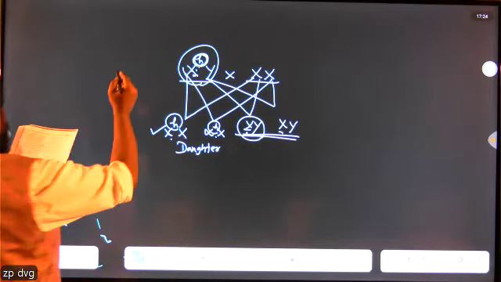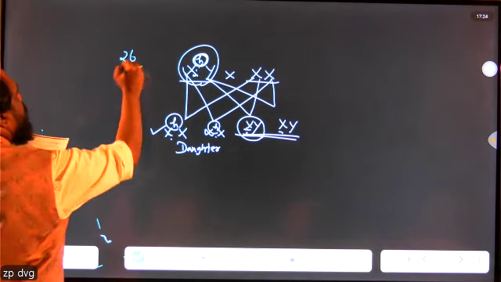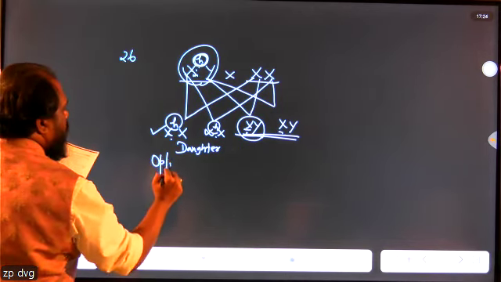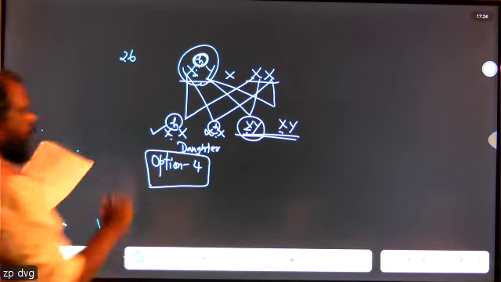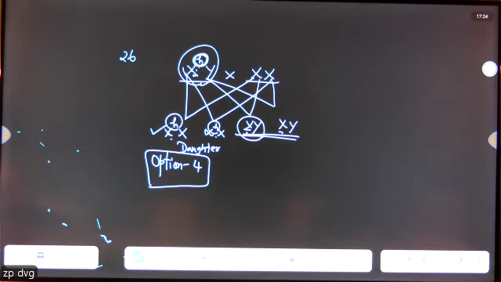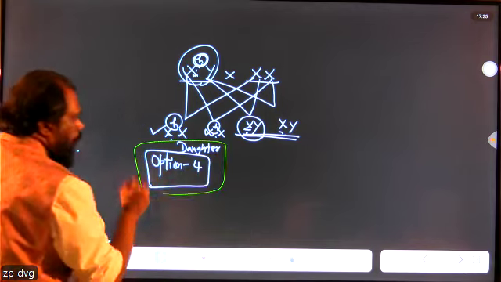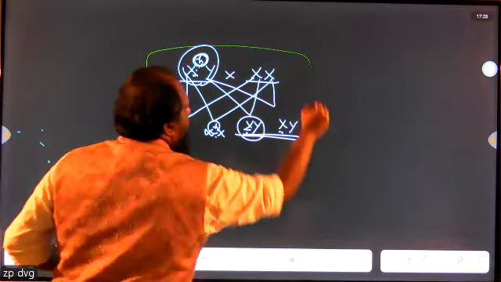So for question number 26, which is the correct option? The correct option is option 4. Okay, simple. A hemophilic father will not transfer the gene of hemophilia to his son, which is not possible.